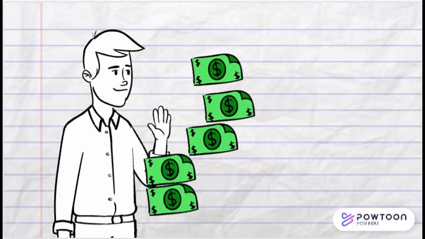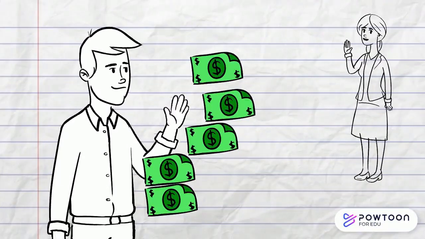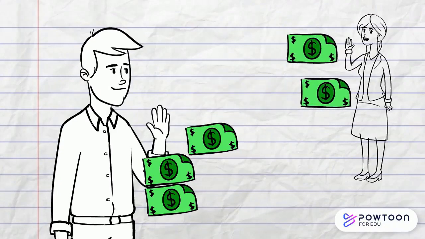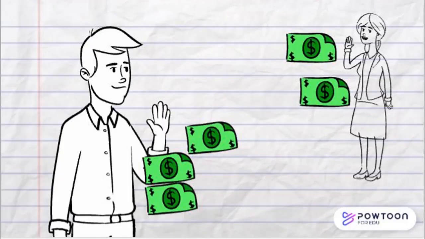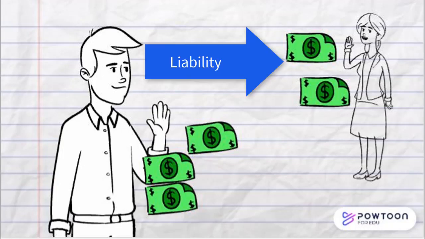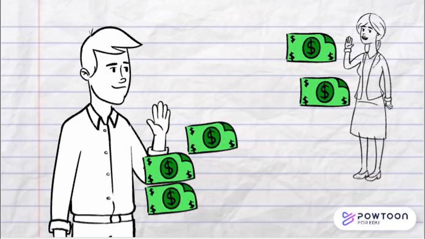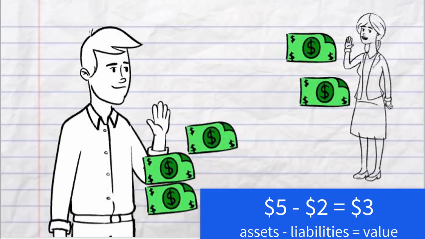Do I owe anybody anything? Well, let's say I owe you $2. We would say that those $2 that I owe you, that debt, that obligation, is a liability. And so, what am I worth? Well, if I have $5 in cash in my pocket, that's an asset. But if I owe you $2, that's a liability. An accountant would say, I am worth, my value, if I were a company, is 5 minus 2 equals 3.